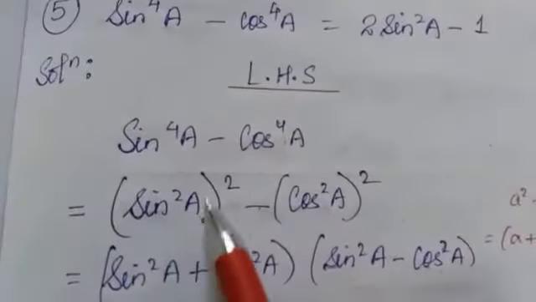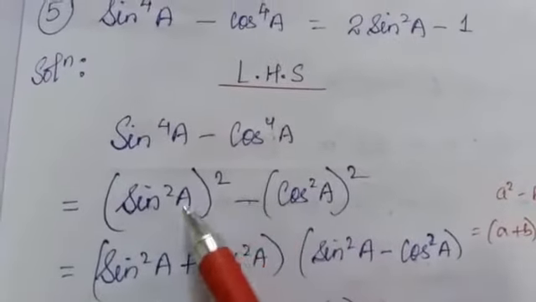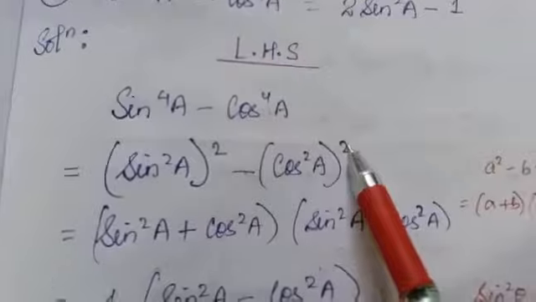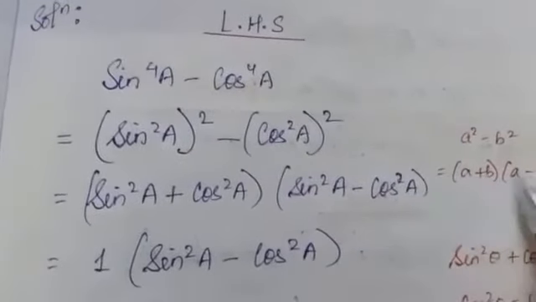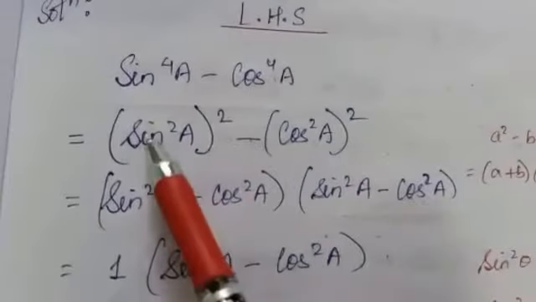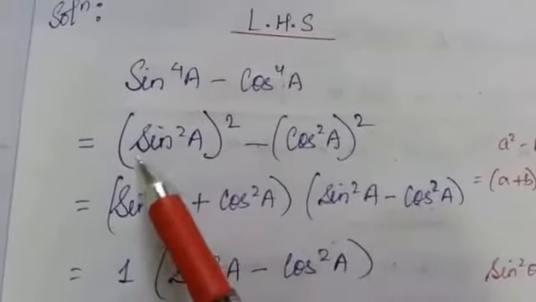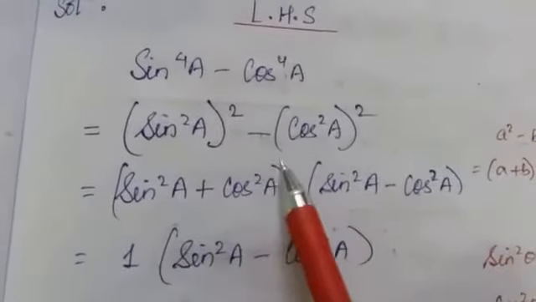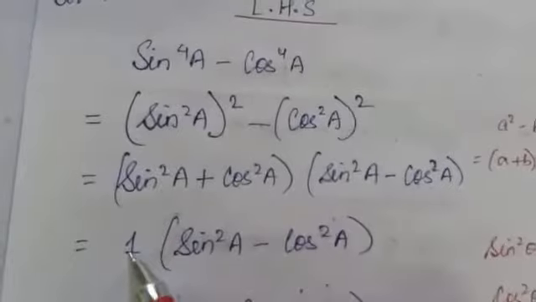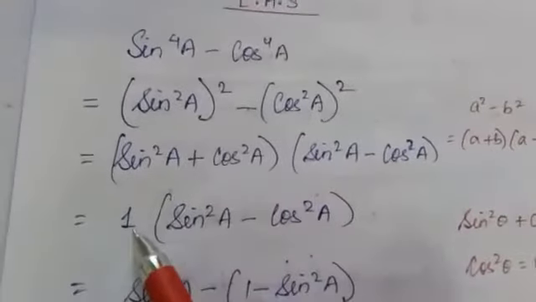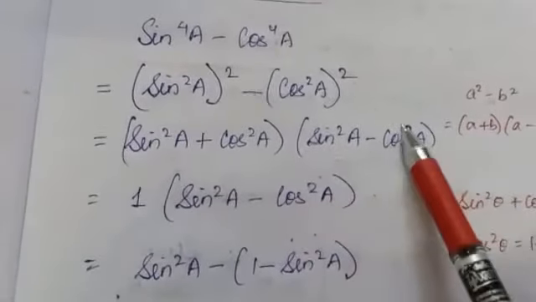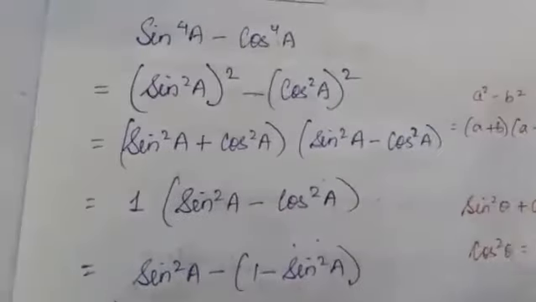Now consider this as a and this as b. A square minus b square is a plus b, a minus b. So a plus b, a minus b. Now we know sine square theta plus cos square theta is 1. In place of this you write 1. Sine square A minus cos square A. So when you multiply by 1, it will be same.